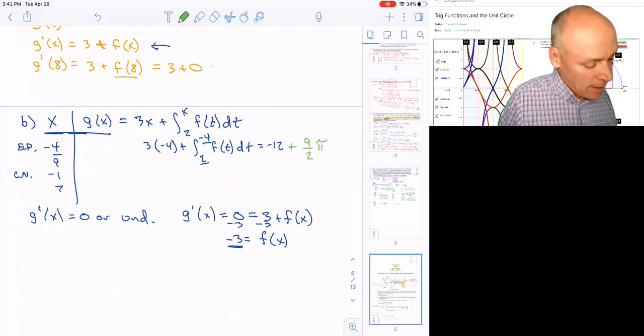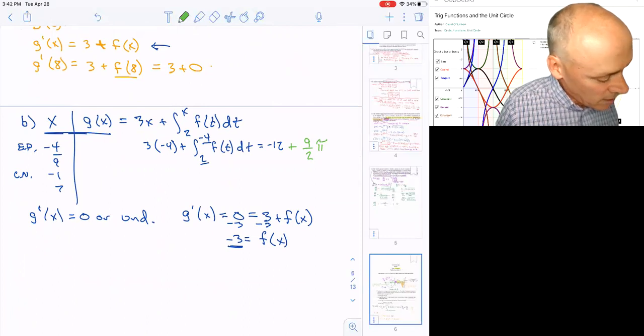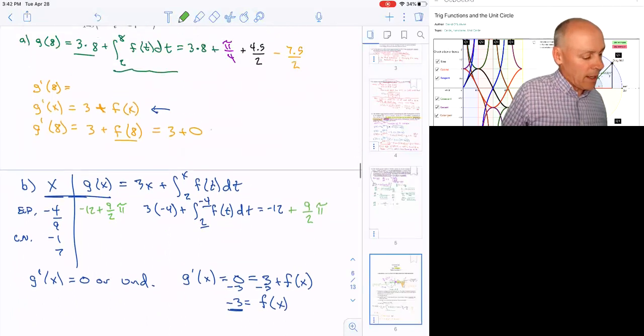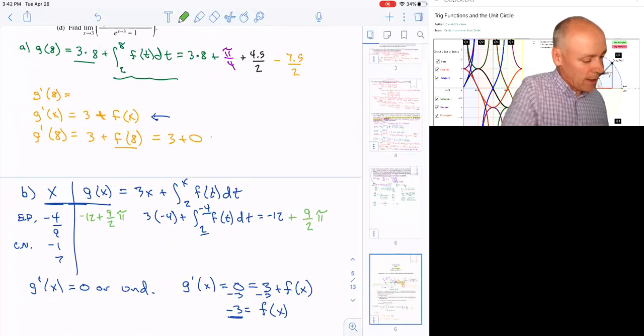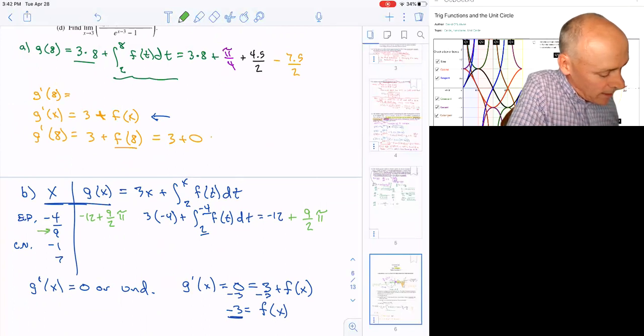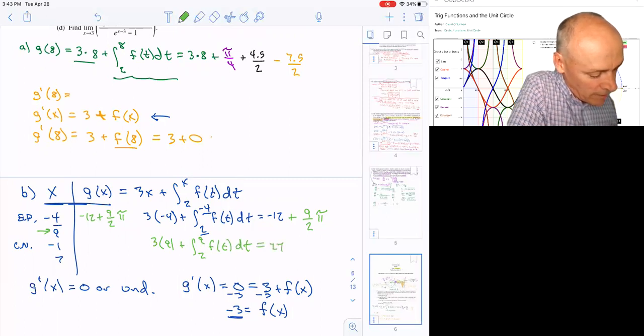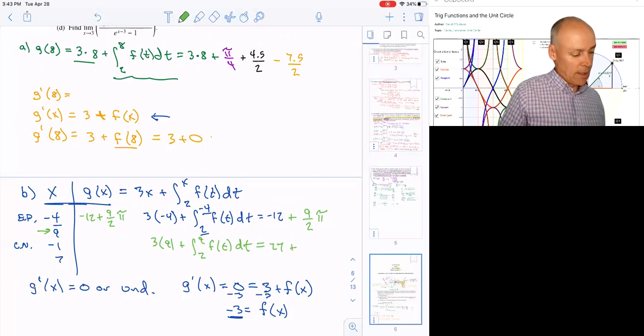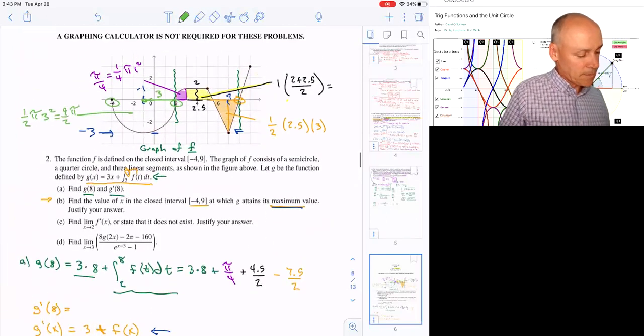Okay, that's my value for negative 4. So that's negative 12 plus 9/2 pi. Okay, next one is going to be, let's do at 9. So that's going to be 3 times 9 plus a definite integral from 2 to 9 of f of t dt, which is equal to 27 plus, and now from 2 to 9.